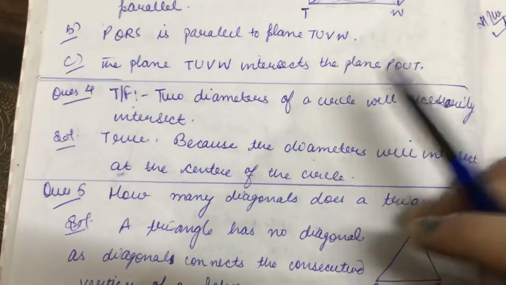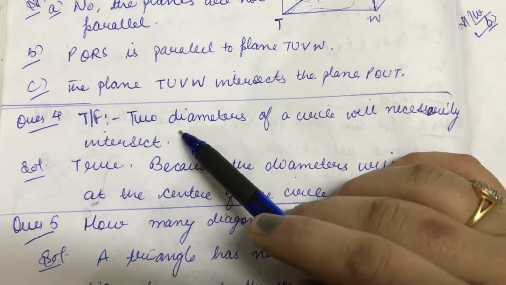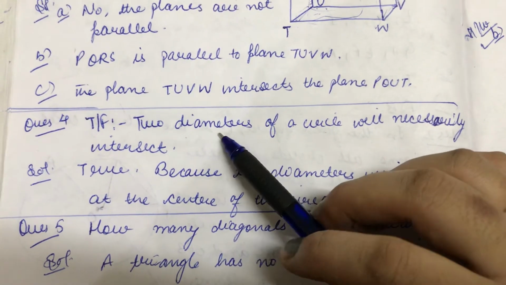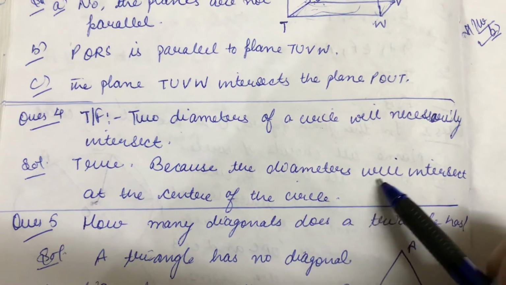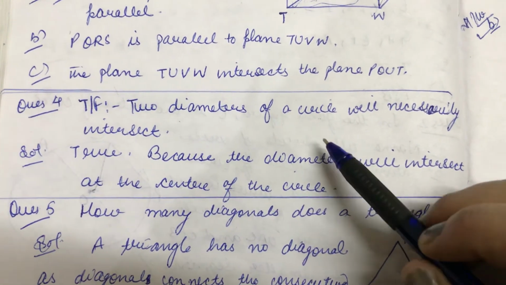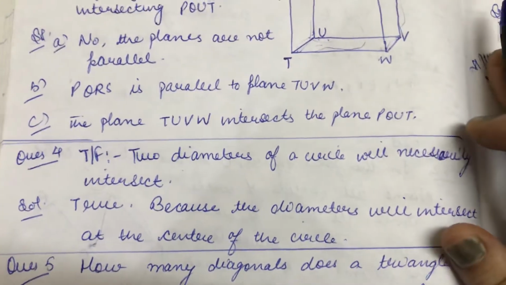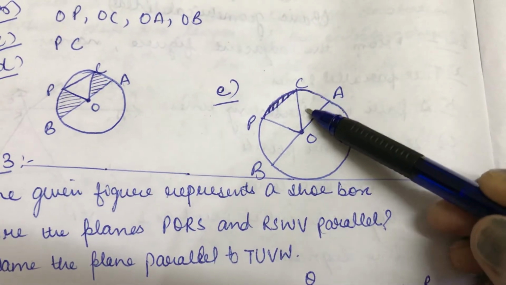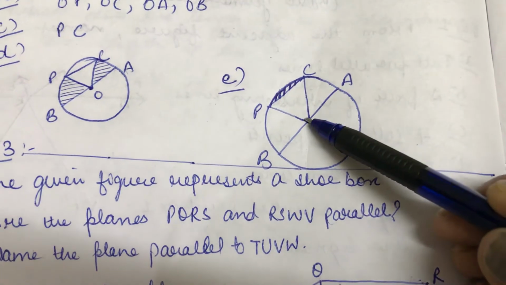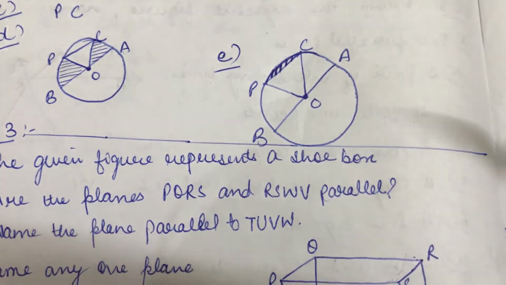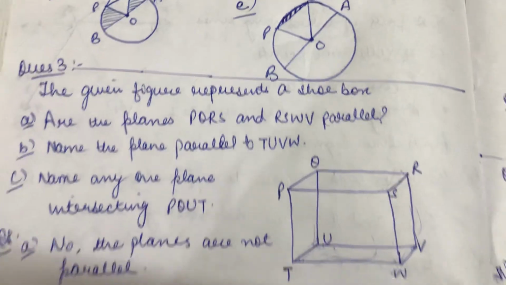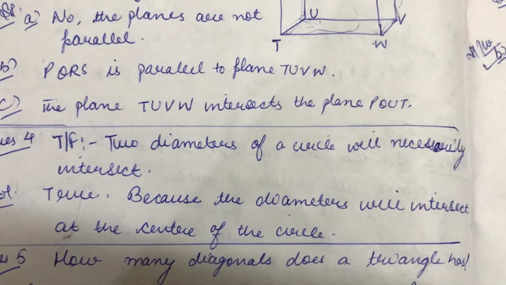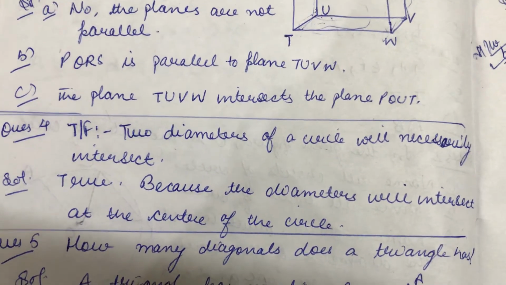Next question is, you have to tell whether the statement is true or false. Two diameters of a circle will necessarily intersect. Yes, of course the statement is true because the diameters will intersect at the center of the circle. If I draw so many diameters, suppose I have the circle here, this is one diameter. If I draw another diameter, obviously it will pass through the center. If I draw the third diameter, that will also pass through the center. So any number of diameters I draw, they will definitely intersect at the center of the circle. So two diameters of a circle will necessarily intersect each other.